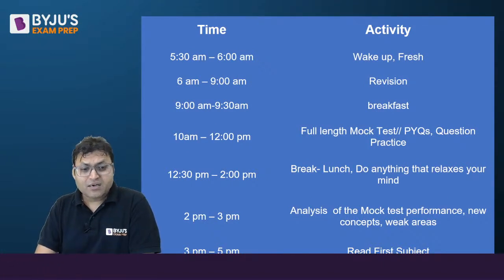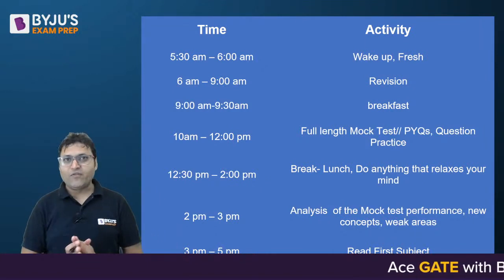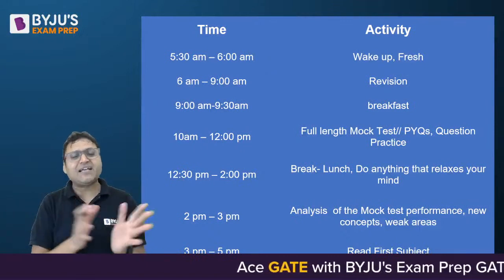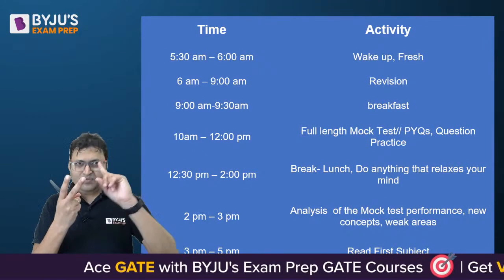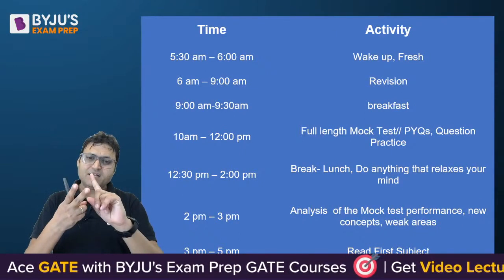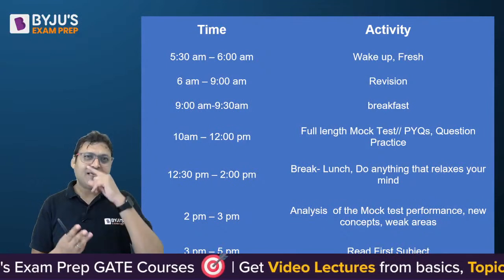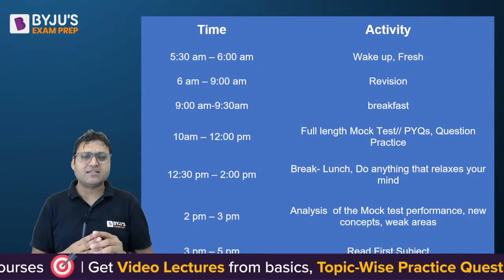Then 3 to 5, again, multiple subject revision is always helpful, but the subject selection should be such that they are having interlinking of the concepts. For an example, if you are revising the thermodynamics, second subject you can pick heat transfer, or you can have the 3 subjects in a single day. 2 hours one subject, 2 hours second subject, and 2 hours third subject.